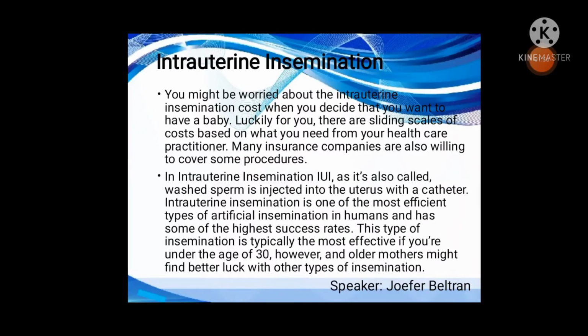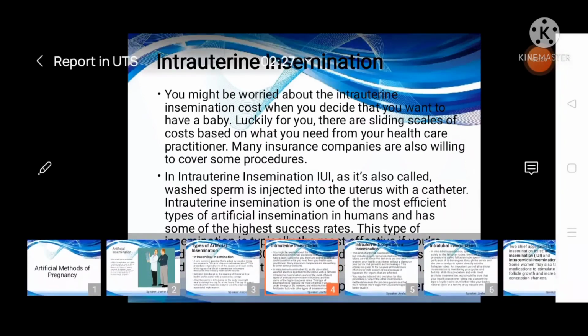In intrauterine insemination, or IUI as it's also called, washed sperm is injected into the uterus with a catheter. Intrauterine insemination is one of the most efficient types of artificial insemination in humans and has some of the highest success rates. This type of insemination is typically the most effective if you're under the age of 30. However, older mothers might find better luck with other types of insemination.